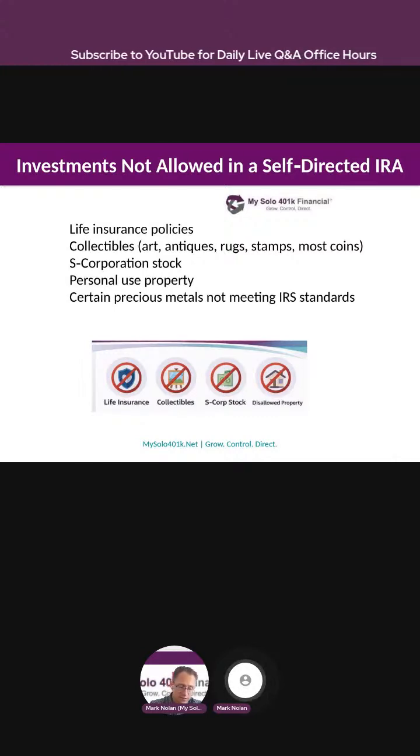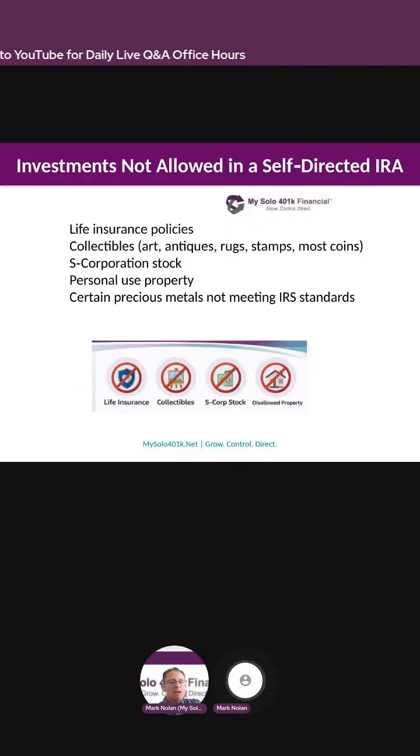So under Internal Revenue Code Section 408, certain assets are explicitly prohibited in an IRA. Such an asset is life insurance. A self-directed IRA cannot purchase life insurance policies. This restriction applies regardless of whether the policy is whole life, universal life, term life, or variable life. And why does this matter?